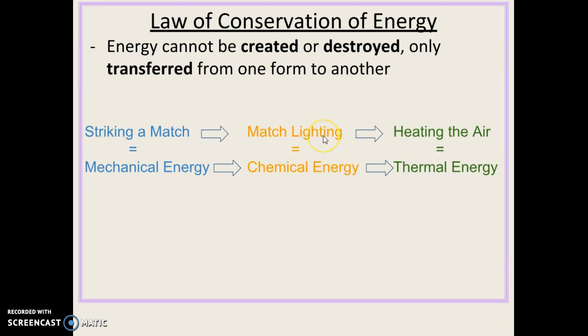And then that match lighting produces heat in the air around it. And heat is thermal energy. We might see it as light, and it also is putting off heat because the particles are moving so quickly. And so you've converted that chemical energy into thermal energy because it's actually providing a heat source.